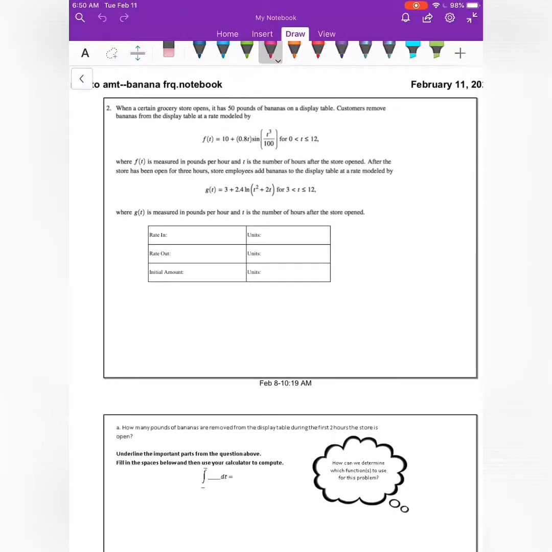Alright guys, so the next set of problems we're going to talk about, we like to call them rate in, rate out problems. So this one is an FRQ that was on a recent AP exam, kind of broken down like we did yesterday.